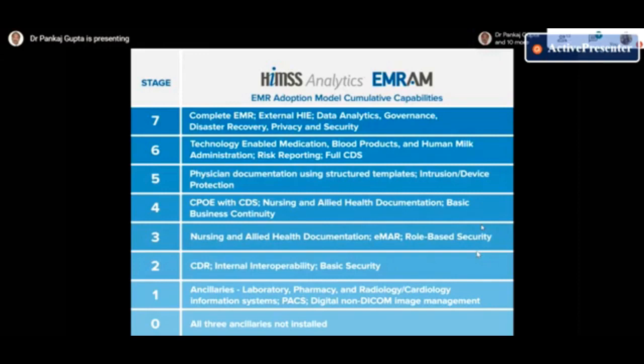If you look at it, the external HIE is at level 7. So that's our pillar 5. Governance, pillar 7. That's why I say governance comes later. That's a maturity model. Once you've had very strong governance, that means you're at level 7. Disaster recovery. We've spoken a lot about disaster recovery, privacy and security in many of our other sessions. So these are all level 7. When they say complete EMR, that includes all the modules that Priyanka was talking about.